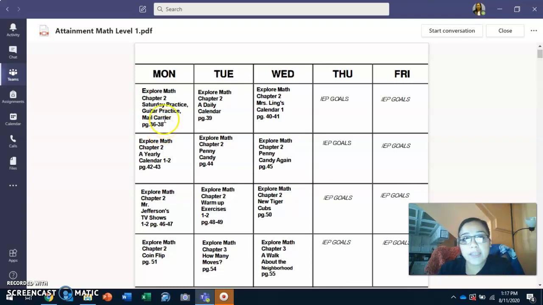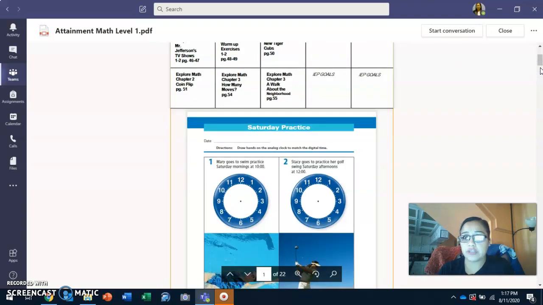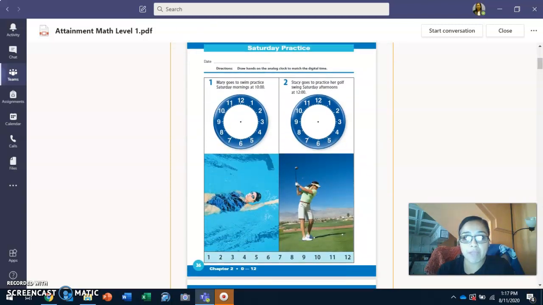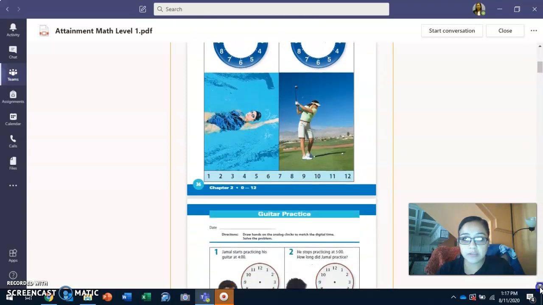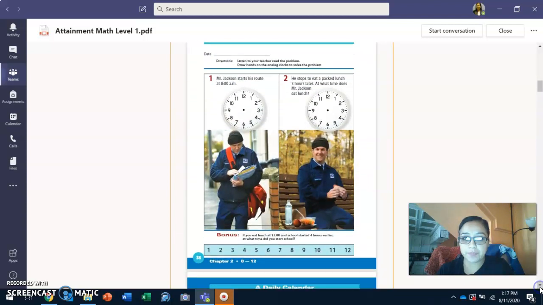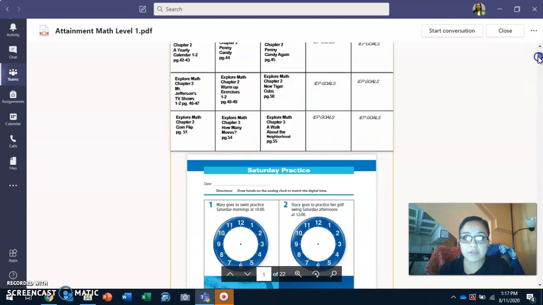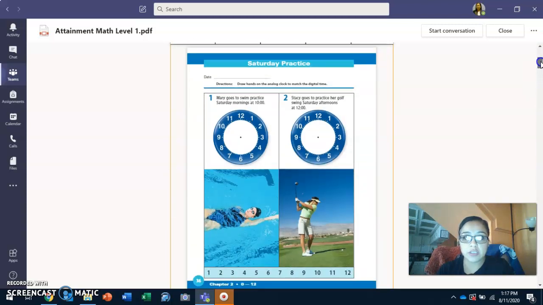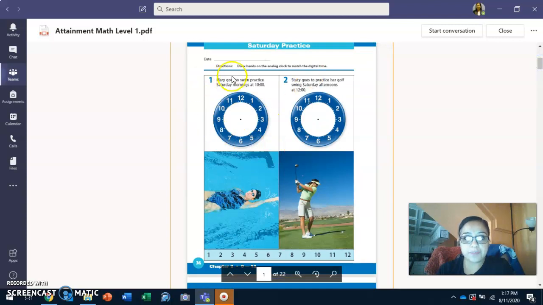So go to your packet and get your math level worksheet. So everybody get your calendar and then go to this worksheet. So you should see this worksheet, this one, guitar practice, and mail carrier. So those are the three you should see. Those are the ones that are listed in your calendar. So for the first worksheet, directions. Draw hands on the analog clock to match the digital time.